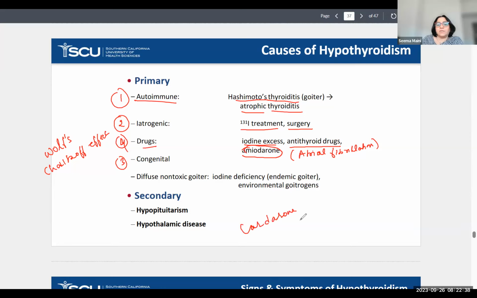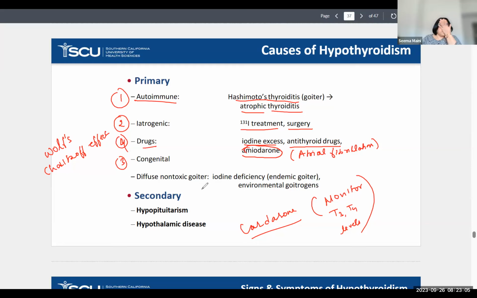That means if your patient is on Cardarone, you have to monitor T3, T4 levels at least every 3 months. Okay, it doesn't mean that you cannot give amiodarone, because it's a very effective drug in atrial fibrillation. But there are certain drugs where you have to monitor the patient for side effects.